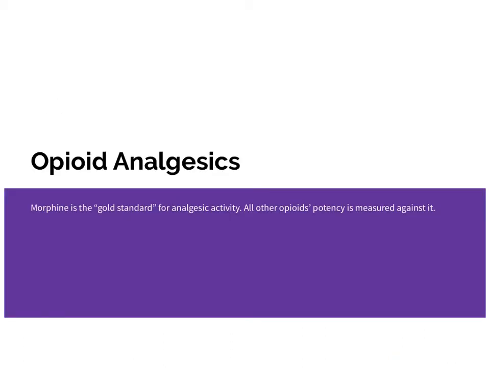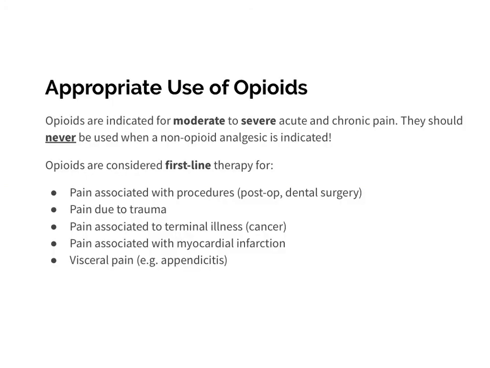We will now move on to opioid analgesics. Morphine is considered the gold standard, and we measure all other opioids' potency to it. I want to first start off to say that there is appropriate use of opioids and there is inappropriate use. Opioids are indicated for moderate to severe acute and chronic pain. They should never be used when a non-opioid analgesic is indicated.